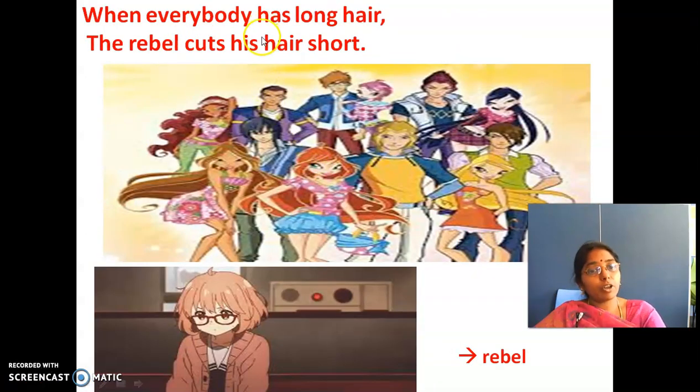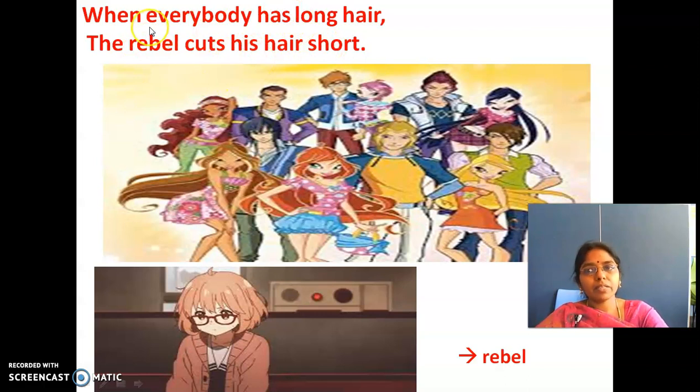When everybody has long hair, then the rebel cuts his hair short. See here, everybody is having very long hair. All these girls are having very long hair. But what will a rebel do? A rebel cuts his hair. Already her hair is very long, but now she cuts her hair very short. Now can you understand what the characteristic of a rebel is? When everybody has long hair, the rebel cuts his hair short.